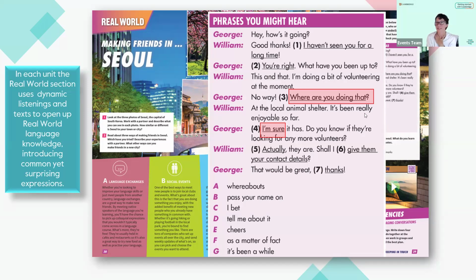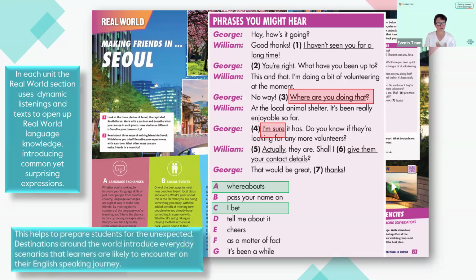So what's another way to say, where are you doing that? A, B, C, D, E, F, or G. A, whereabouts, yes. And another way of saying I'm sure. C, thank you, Irene. C, exactly, I bet. So you'll find these phrases you might hear activities in the real world section. And there's also a real world extensive listening task through the video.